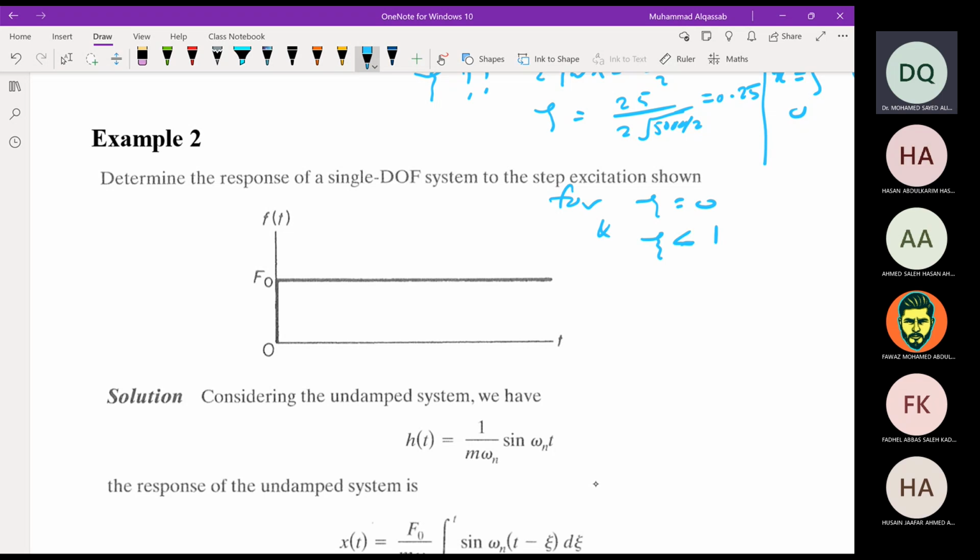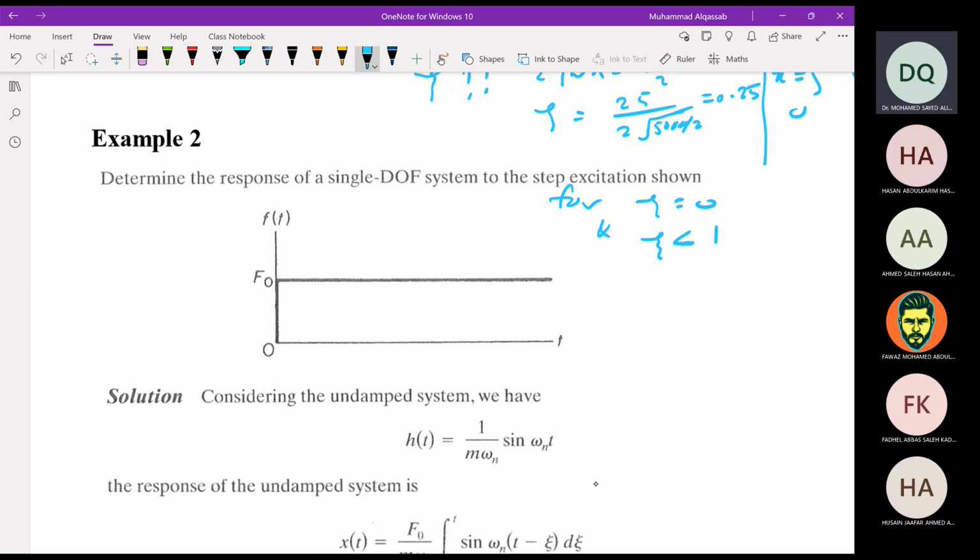And here the response is obtained using the convolution integral. You can obtain the same solution. This is the same here: F naught over k times 1 minus cosine omega n t. Now let me talk about the response again, or how to obtain the response. For this problem, it is also convenient using the convolution integral, or you can also use the equation of motion. Let me show you how to obtain this using the equation of motion. So alternatively, the problem for undamped is m x double dot plus k x equal to F naught.